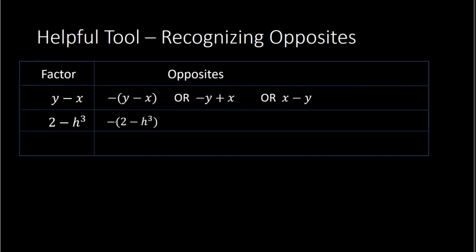And then what that means is we change the sign to become a negative 2 and a positive h to the third. And you can write the h to the third first and the negative 2 second to get h cubed minus 2.